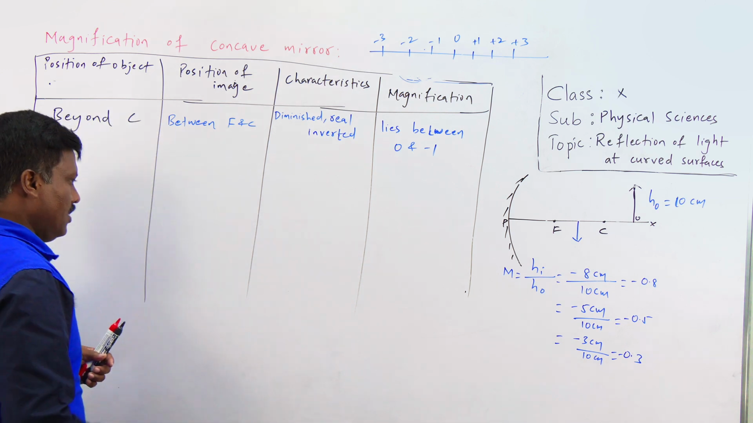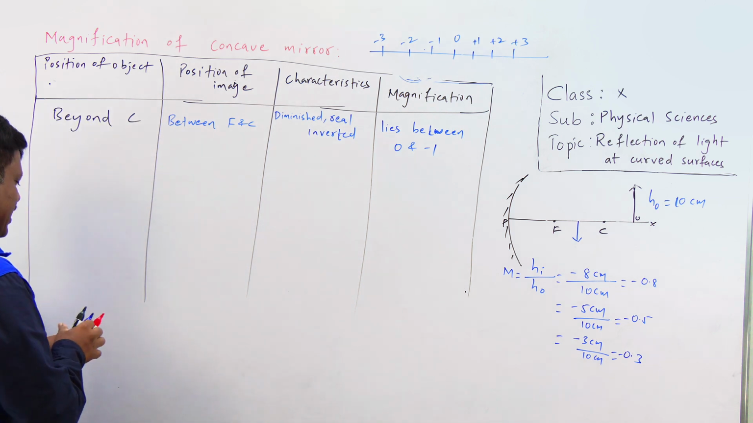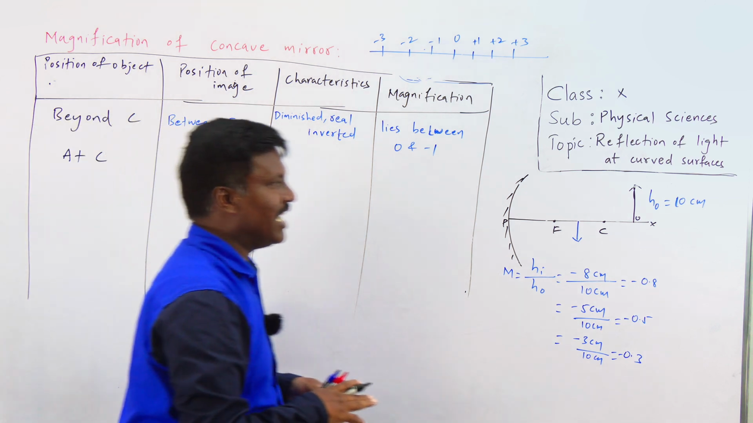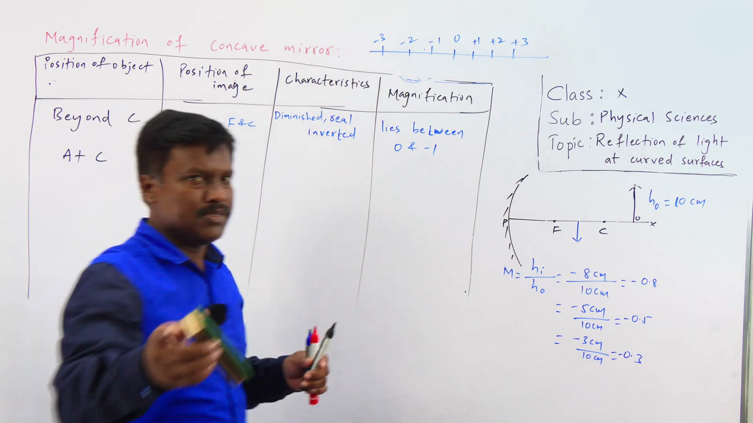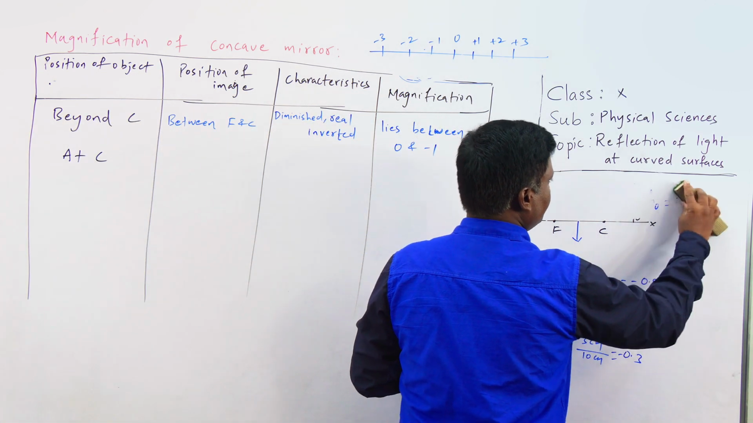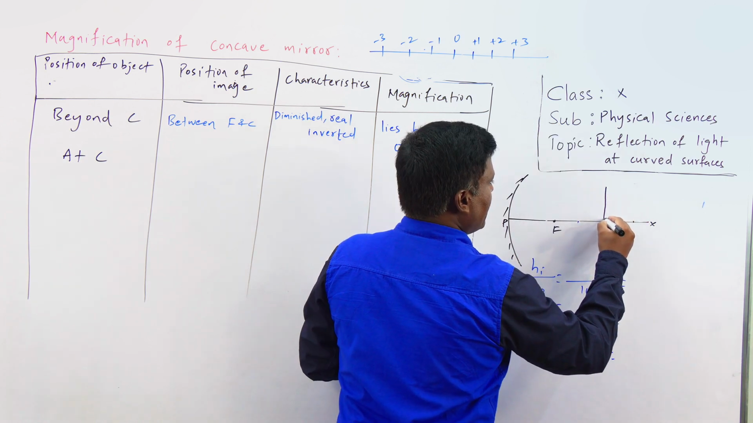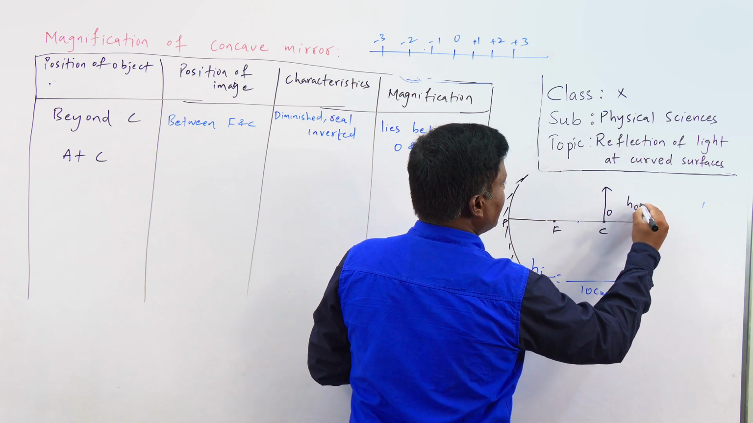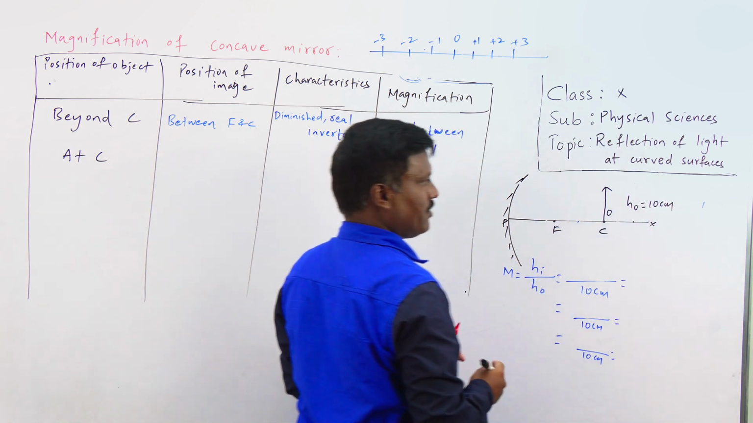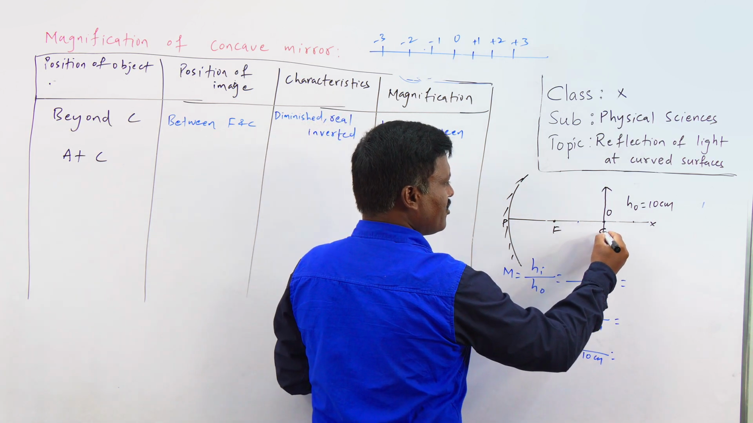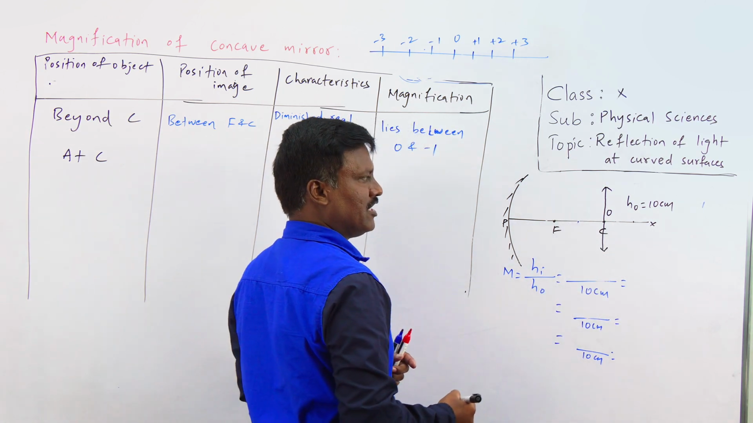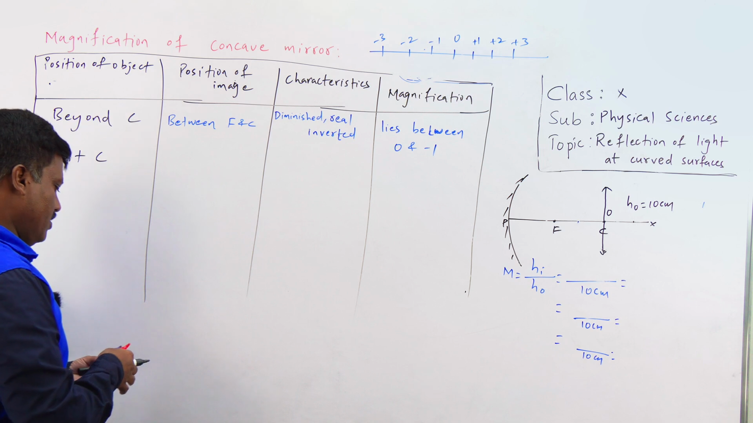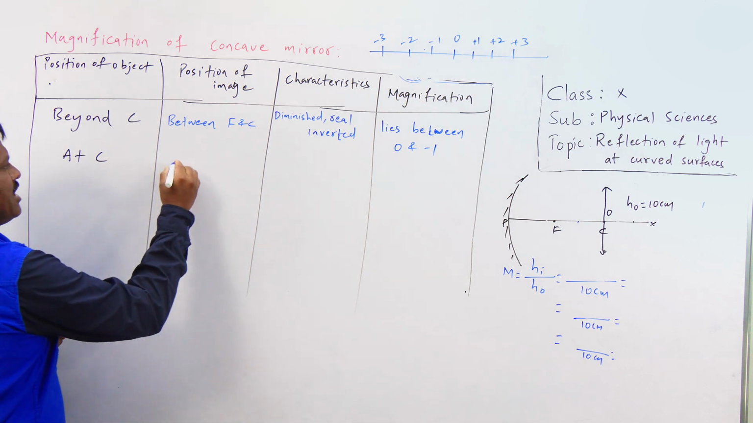Okay? Right. Now, I am going to keep the object at the center of the curvature. The position of the object I am going to change now. When the object is placed at the center of the curvature, what is the height of the object we are taking? The height of the object, this is the object, we are taking as 10 centimeters. It is fixed. When the object is at C, the image also forms at C with the same height and the same size.